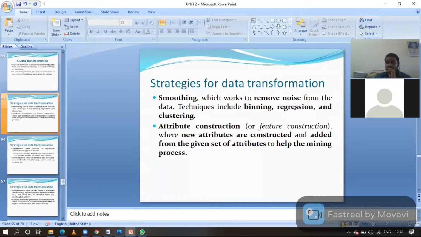The next one is clustering, guys. With the help of clusters also we are going to eliminate errors. How? Any data object that is outside of all the clusters, we call those points erroneous data, guys. And the next one is attribute construction. What we are going to do here is construct new attributes by adding a set of attributes, guys. We are going to make new attributes from the already existing attributes.